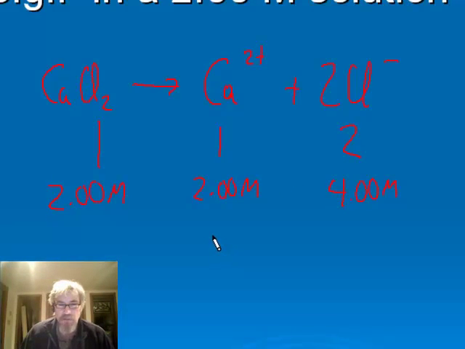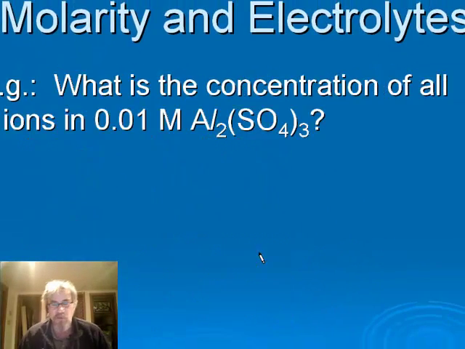A way that we express concentration in a sort of shorthand is to put square brackets around an ion. So square brackets around calcium ion means concentration of calcium ion equals 2 molar. Concentration of chloride ion equals 4 molar in the solution. And we'll use that shorthand the rest of the time here. Another question, what's the concentration of all ions in a 0.01 molar Al2SO4 solution? You give this one a try. Stop the video and try to piece out what's the concentration of aluminum and sulfate.